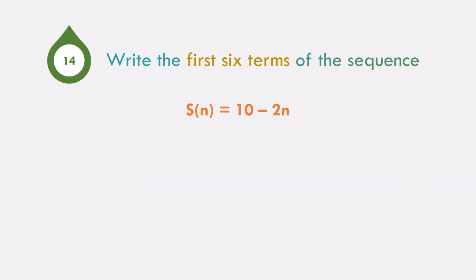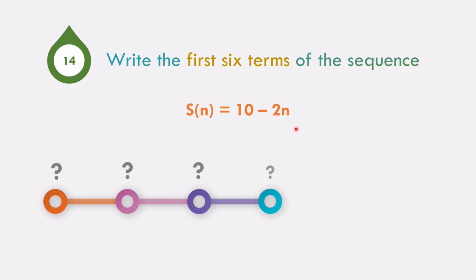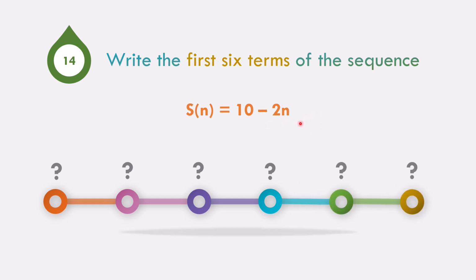How about example number 14? Let us write the first 6 terms of the sequence s of n is equal to 10 minus 2n. So replace n by 1. So negative 2 times 1 is negative 2. So 10 minus 2, that is equal to 8. Replace n by 2. So negative 2 times 2 is negative 4. So 10 minus 4, that is equal to 6.